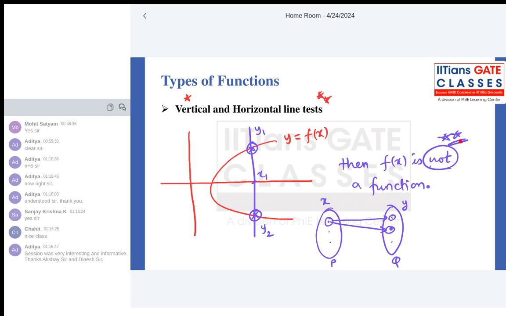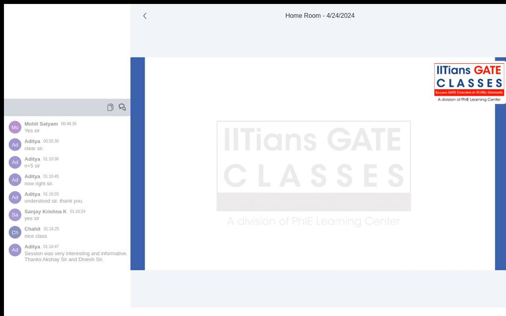So if in any question they give you a graph and ask whether it is a function or a relationship, then you just have to draw a vertical line at any point in the graph. And if that vertical line intersects the graph at more than one point, then it is not a function. That is what the vertical line test is. And then there is a horizontal line test.